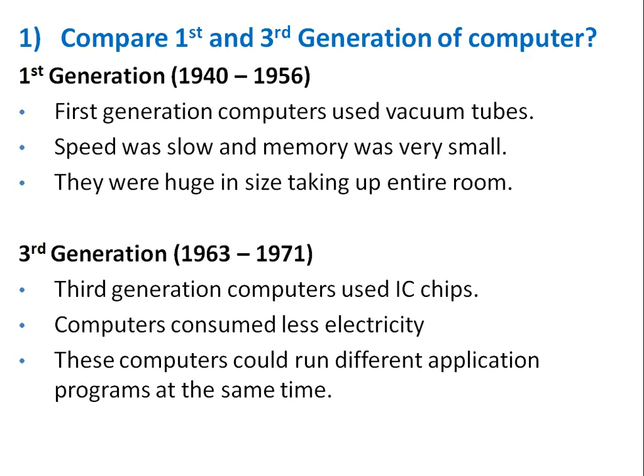First generations start from 1940 to 1956. First generation computer used vacuum tubes, speed was slow and memory was very small. They were huge in size, taking up entire room.